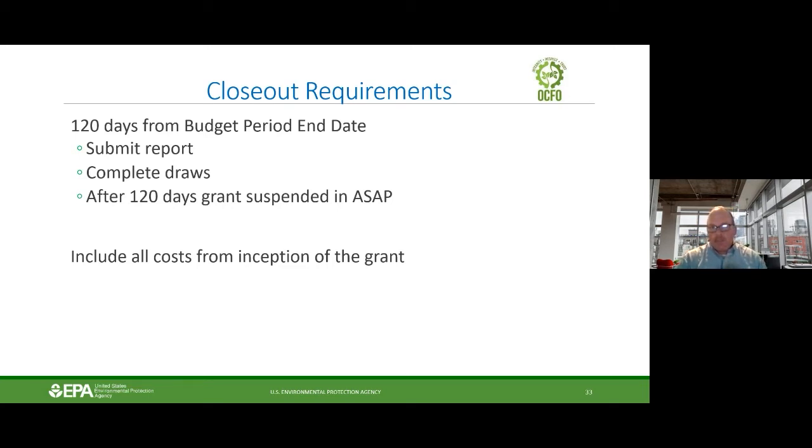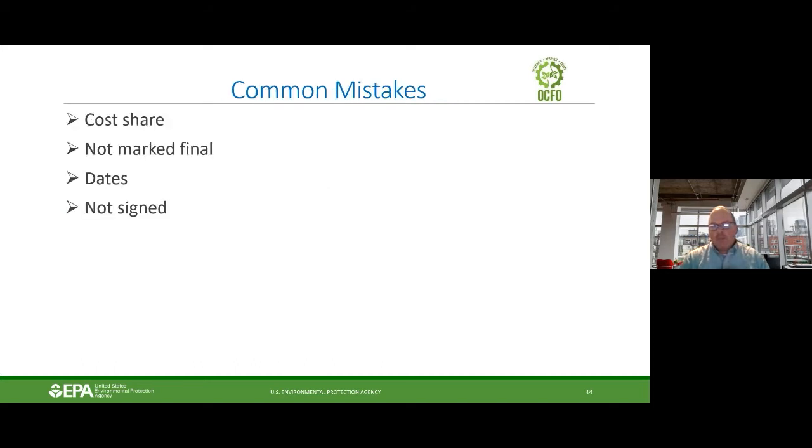Next slide, please. So what are the common mistakes? Is the cost share, is either not reporting it, under-reporting it, making a mistake on the cost share. That's probably one of our biggest reasons that we reject and send FFRs back, because of the cost share.